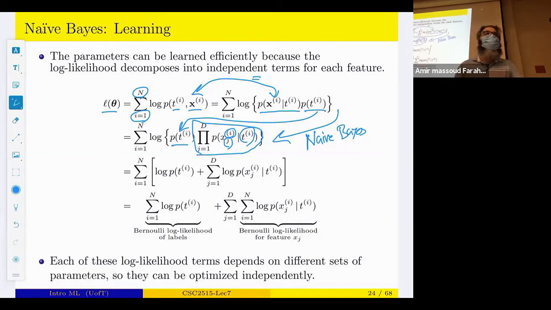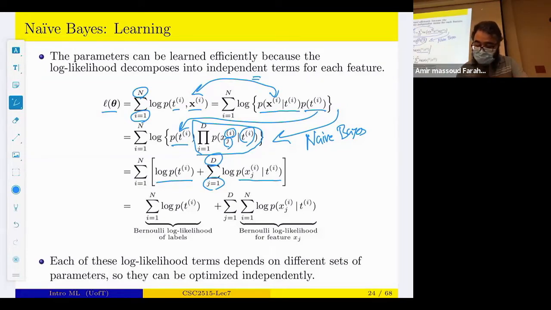Okay, then I use the property of log to separate them. So the log of a multiplication becomes log of P of Ti plus summation over dimensions j from 1 to d of log of P of Xji conditioned on Ti. And then I separate them. So this would be this term.